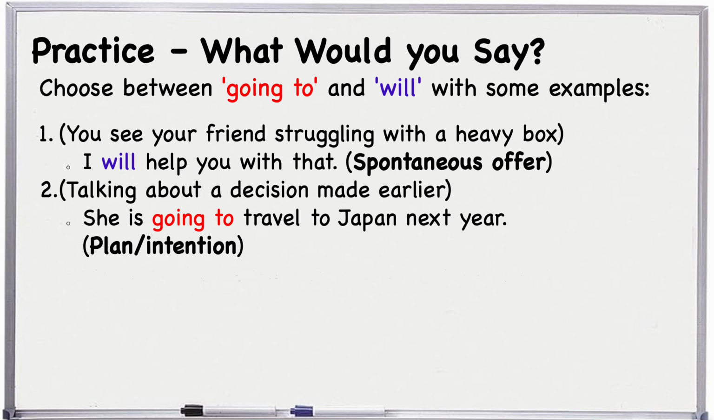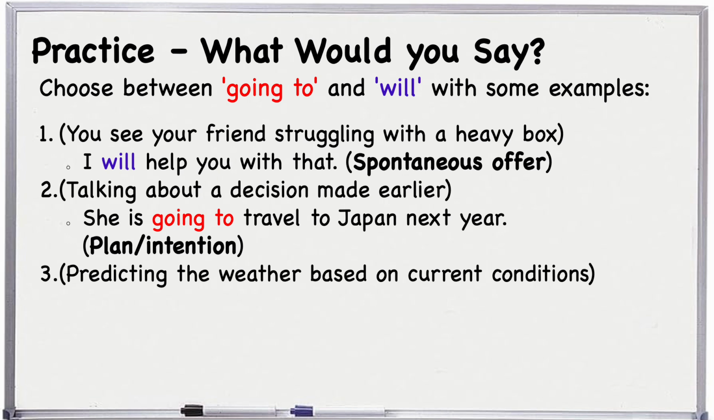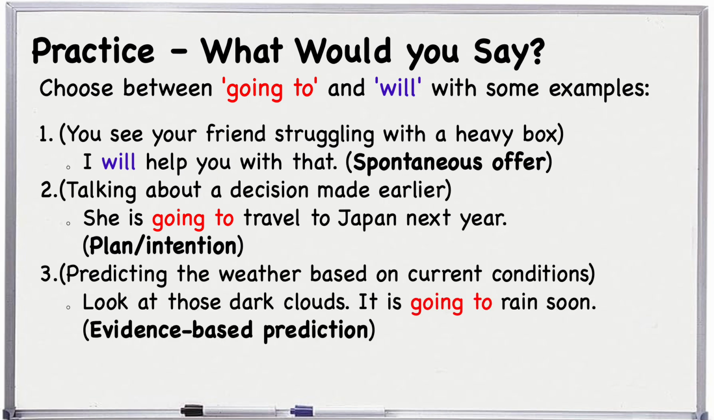Number 3, predicting the weather based on current conditions. Pause the video, make a sentence. Are you using going to or will you use will? Look at those dark clouds. It is going to rain soon. That's an evidence-based prediction.